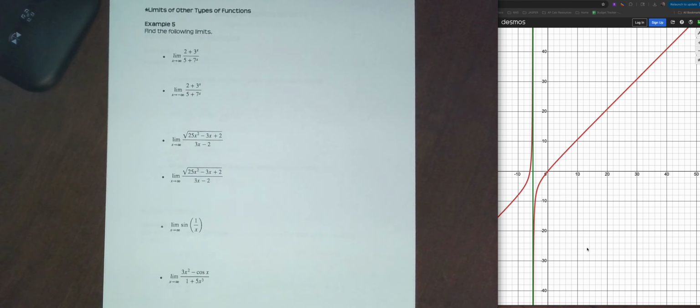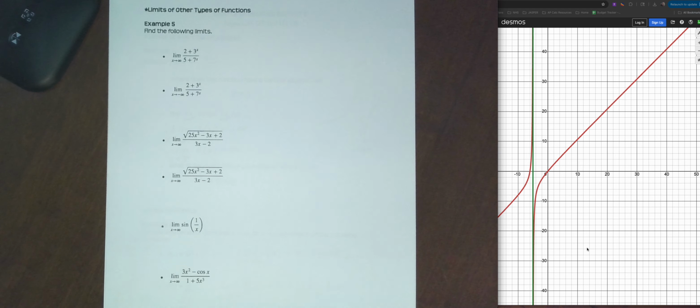Last page of examples is some similar types of ones. These are, if you notice, all the questions are saying what are the limits to infinity or negative infinity. But these are some unique situations. These are some types of problems that are not as straightforward as the ones we were talking about before.